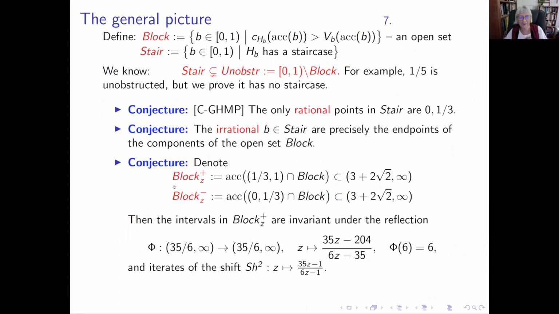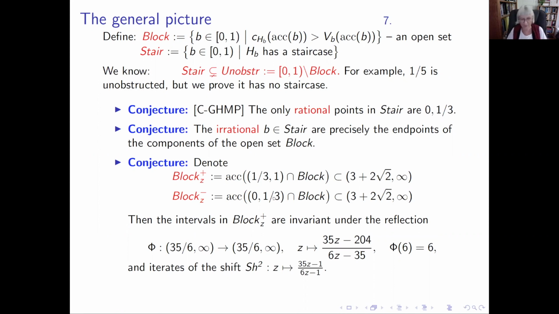And then the claim is that these Z sets are invariant under certain fractional linear transformations, like this one, phi, which is a reflection. It fixes 6 and it takes infinity to 35/6. It's a reflection fixing 6. And then there's a shift which takes the interval, say, from 36/6 to infinity, and moves it down one, so it goes to the interval from 204/35 to 35/6. I will say a little bit more about that at the end, but these are our analogues of the Brahmagupta moves, and you can see them very clearly on the Z coordinates.